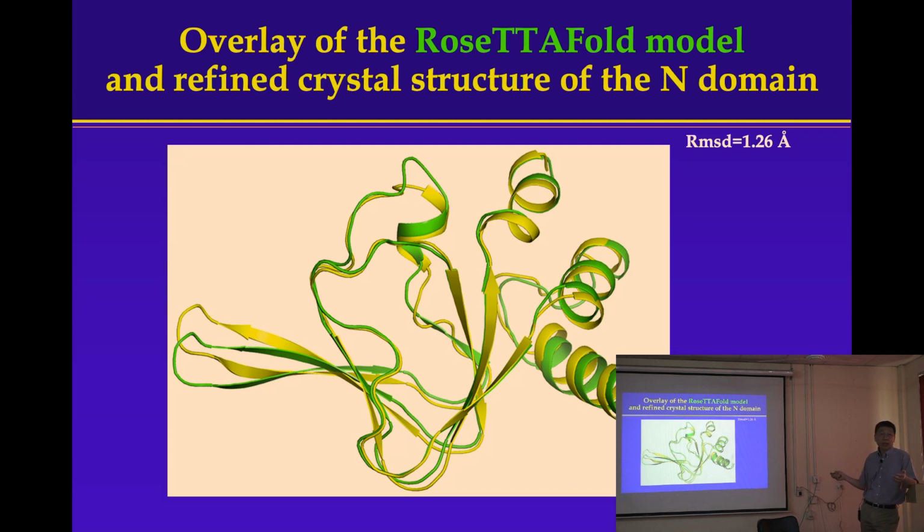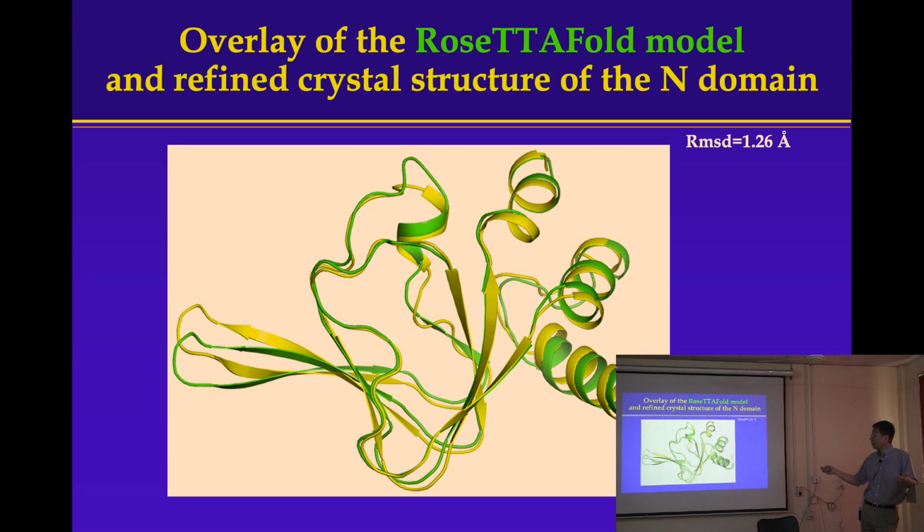RMSD 1.3 angstrom. And you can see the beta sheet here almost right on top of each other, showing the quality of the prediction. But then you can also see the alpha helices are somewhat different, and this beta hairpin is also somewhat different as well. And this might be crystal packing, we don't know for sure, but some of these are probably real differences between the actual structure and the model structure. So it's a very good quality prediction.